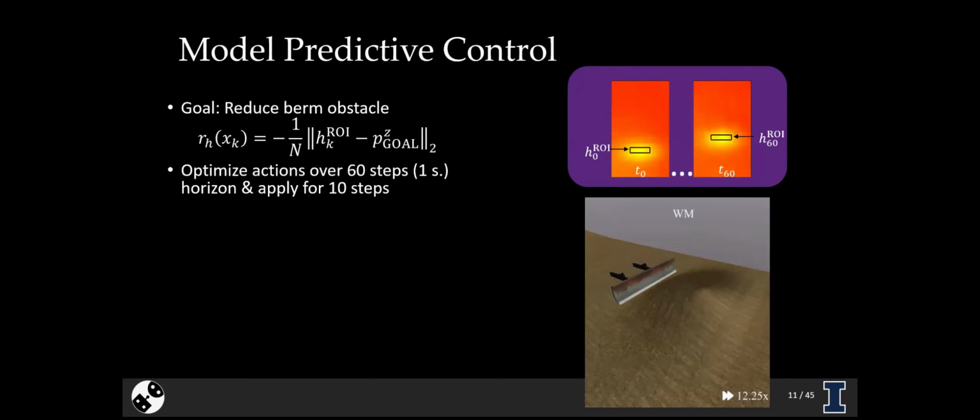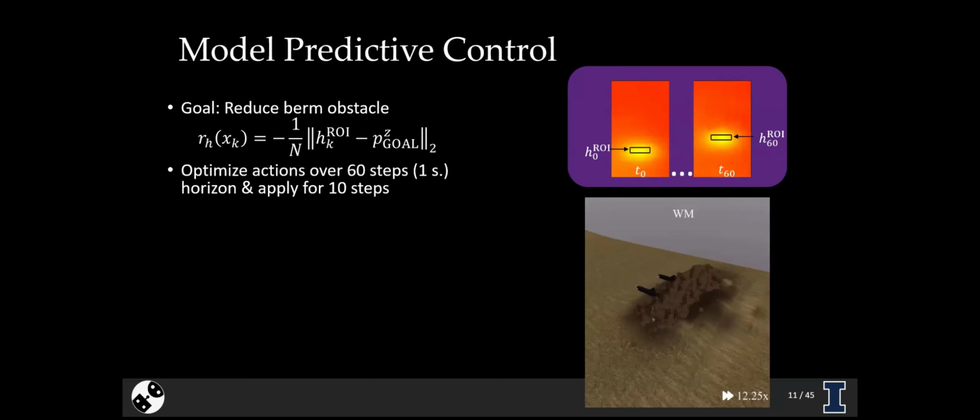So in this case, this is the reward function. We want to reduce the height of this berm, which just moves along with respect to the height map. And what we do is we perform, in this case, a fairly crude optimization, but over 60 time steps or about 1 second of data, and select the actions and apply that for a short period of time before we perform a re-optimization given those new updates.